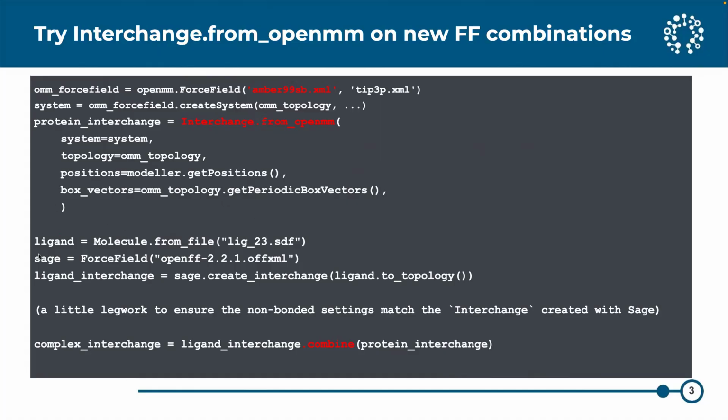Once we have the protein Interchange, we go through the standard OpenFF ligand parameterization workflow. You've probably seen this a million times. And then there's a little bit of stuff, and I'll share a code example that you can just copy paste for every situation to get the non-bonded settings to match up if there's some things that aren't lined up yet. And then finally, we use this Interchange.combine method to take the ligand Interchange that we just made and combine it with that protein Interchange to create the complex Interchange. And I didn't show it here, but you're done at this point. You can do complex_interchange.to_openmm_simulation, and then just add a DCD reporter and start taking steps.